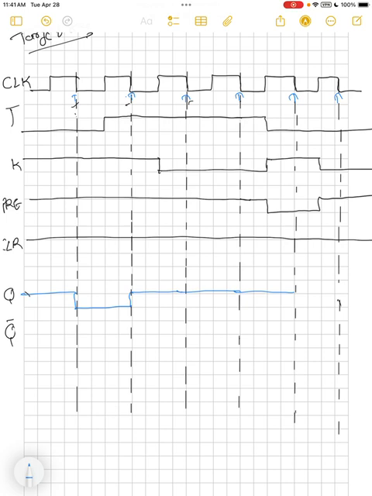Now the PRE input goes low. Since PRE is an asynchronous input, it overrides the clock and forces Q to 1 immediately without waiting for the clock. CLR is high throughout the diagram, so it's inactive. So we will take Q as 1.